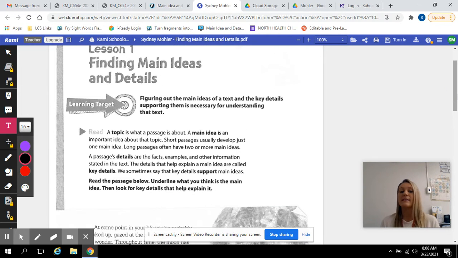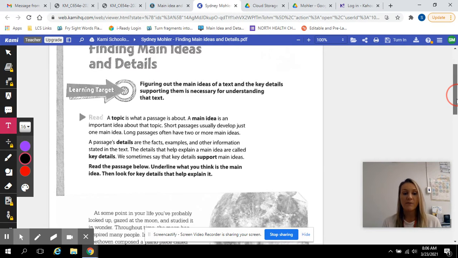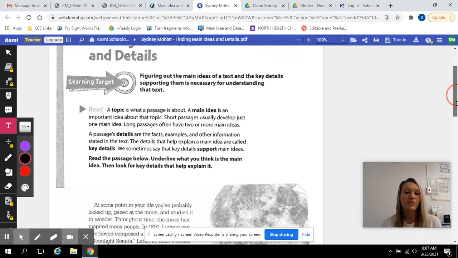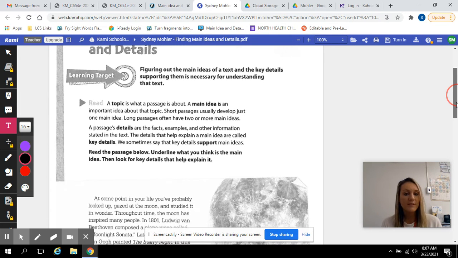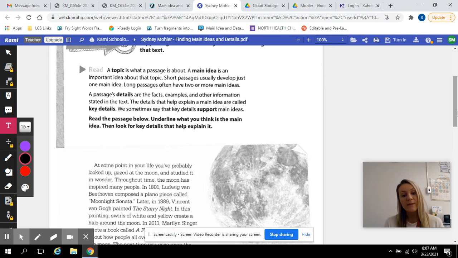So figuring out the main idea of a text and the key details supporting them is necessary for understanding that text. A topic is what a passage is about. A main idea is an important idea about that topic. Short passages usually develop just one main idea. Long passages often have two or more main ideas. A passage's details are the facts, examples, and other information stated in the text. The details that help explain a main idea are called key details.